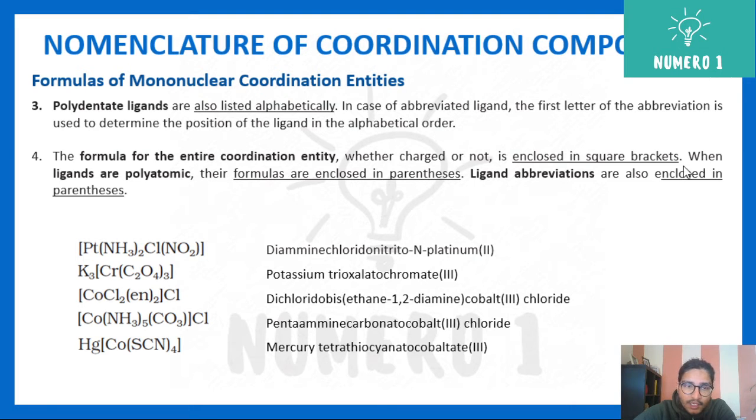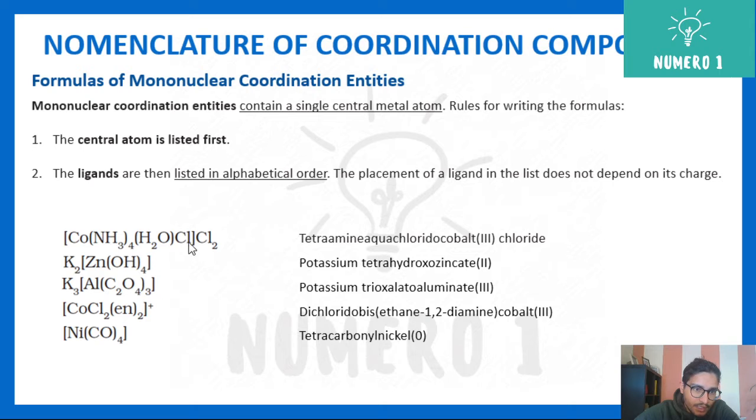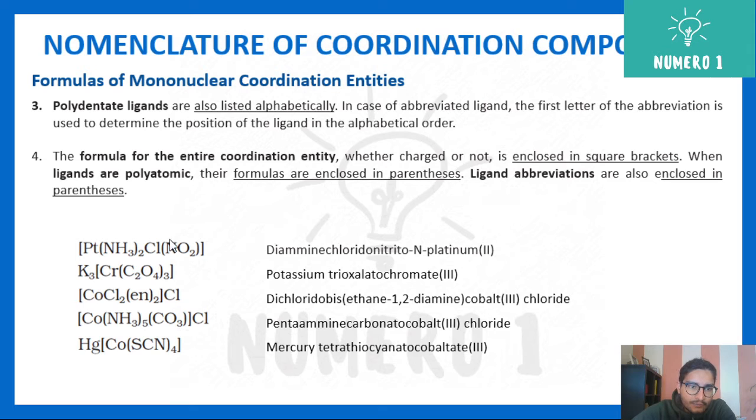When the ligands are polyatomic, like for example NO2, C2O4, and NH3, we write them in parentheses. Whereas chloride is not written in parentheses. Here is again chloride; it is not a polyatomic ligand, so parentheses are not required. And ligand abbreviations are also enclosed in parentheses, that is your en, for example.